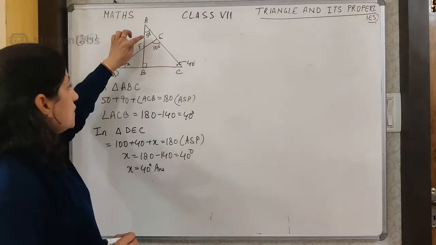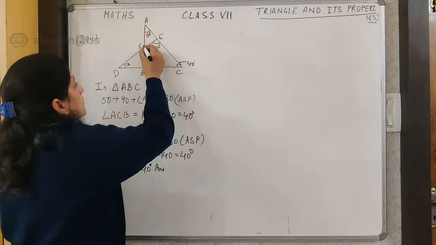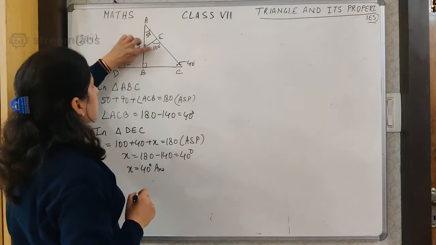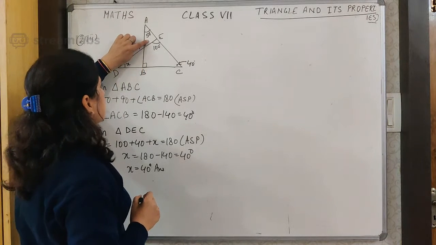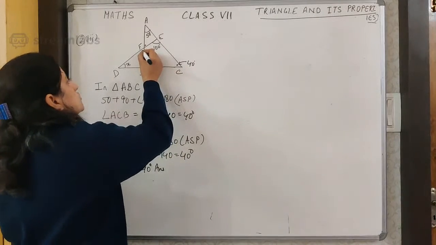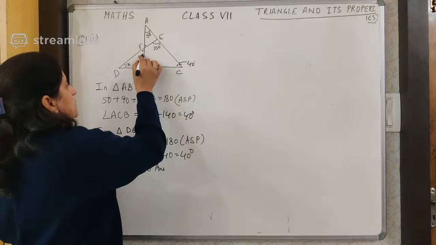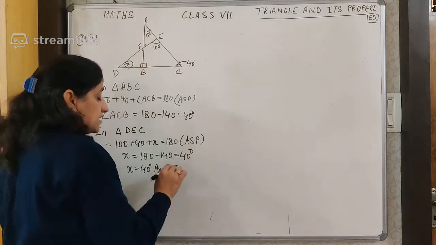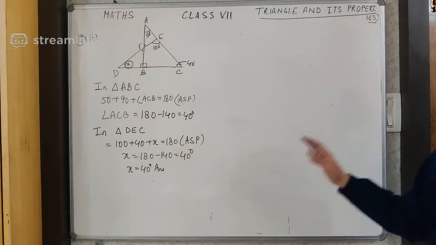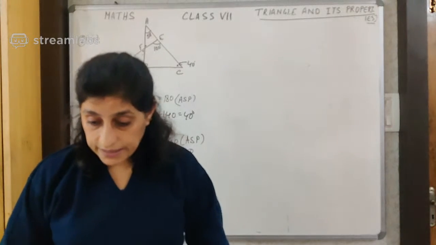Now, the other method I'll tell you orally. This is the exterior angle, so I can find this angle first. 50 plus this angle will give me 100, so this will become 50. This and this are vertically opposite angles, so this will also be 50. This is 90. 90 plus 50 plus x, it will again give me the answer as 40 degrees. So no matter whichever method you use, you will get the same answer if your method is correct.